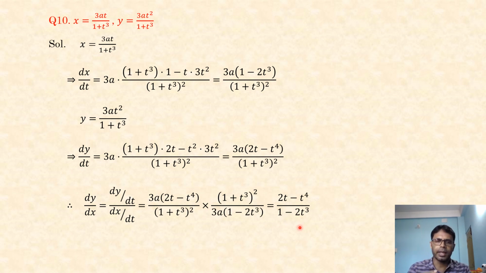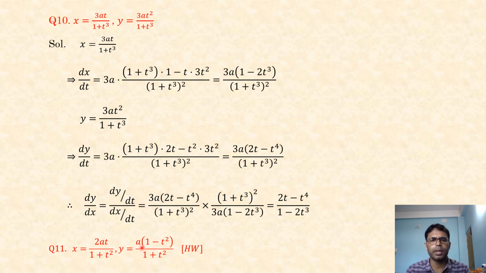So a similar type of question will be homework for you. You write it yourself: this one x is equal to twice at by this one and y is equal to this one, exactly similar. Keep twice a as a constant in front and for the rest, as per this rule, by the quotient rule, you differentiate, then finally divide it, you will get the answer as in the previous problem.